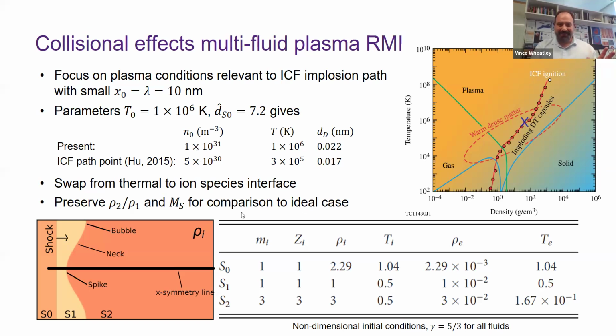Now we have maintained the same density ratio and incident shock Mach number from the ideal cases, just for comparison. We also chose to initially investigate small perturbation wavelengths, only 10 nanometers, which is pretty small even for a 2 millimeter diameter capsule. This was to get a low Reynolds number where collisional effects would be dominant, so we can readily interpret them, just like we looked at the large plasma length scale cases when we were first investigating the ideal case. The remaining parts of the initial condition are specified here.